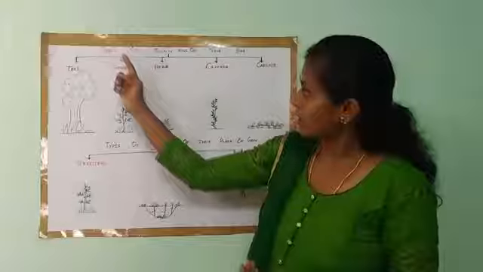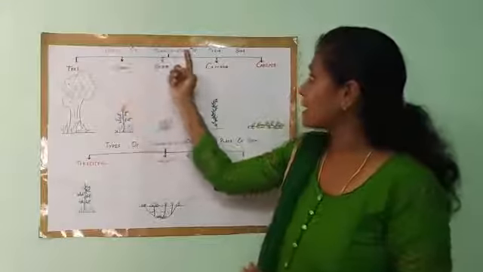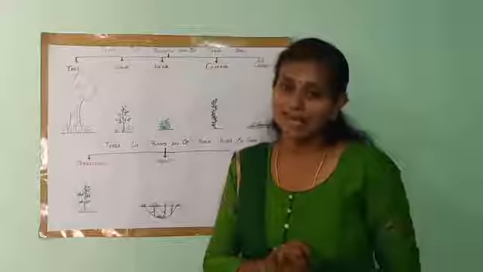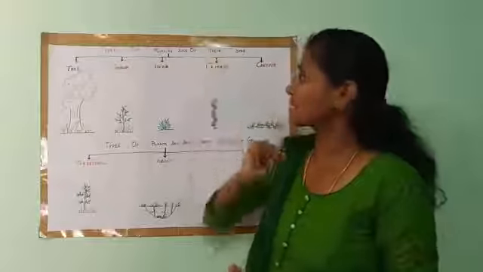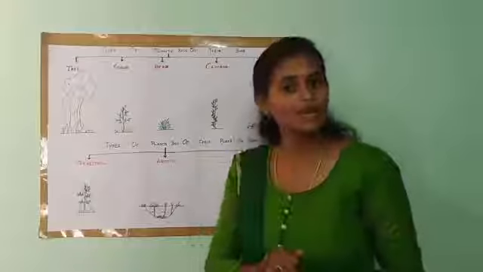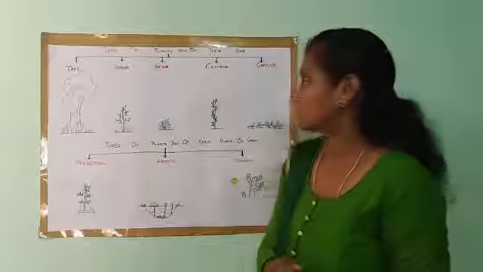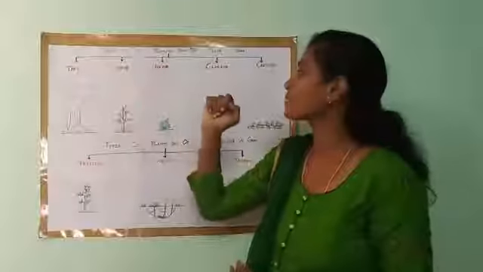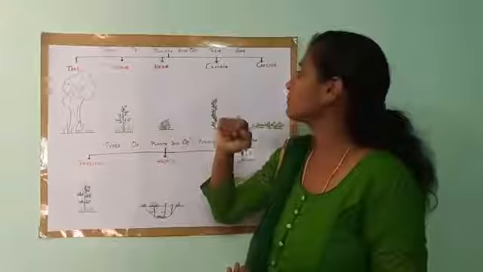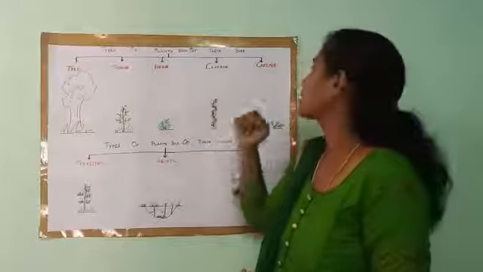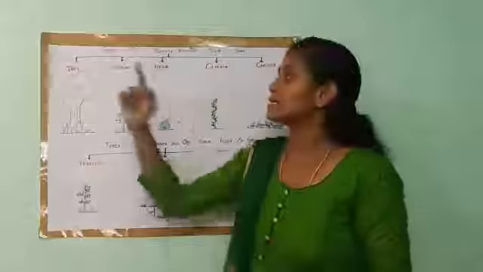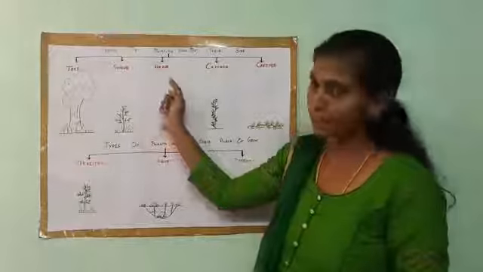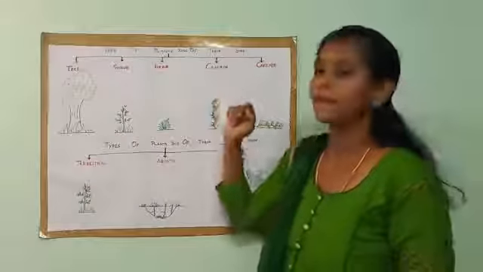Now, let me start with the types of plants on the basis of their size. On the basis of size, plants are classified into 5 types. How many types? 5 types. The first one is tree, shrub, herb, climber, creeper. Again: tree, shrub, herb, climber, creeper.